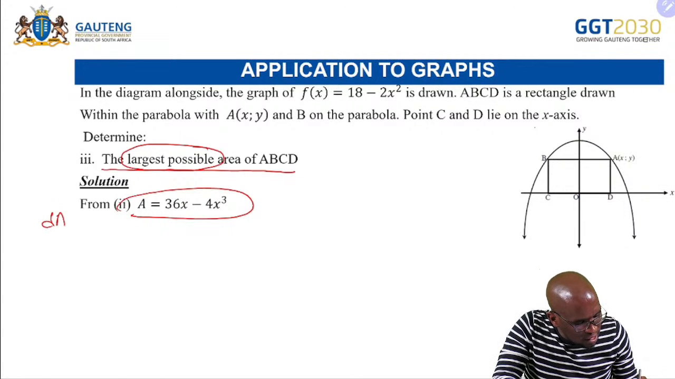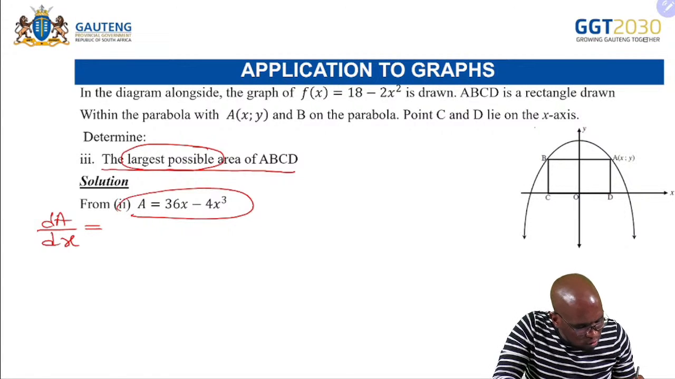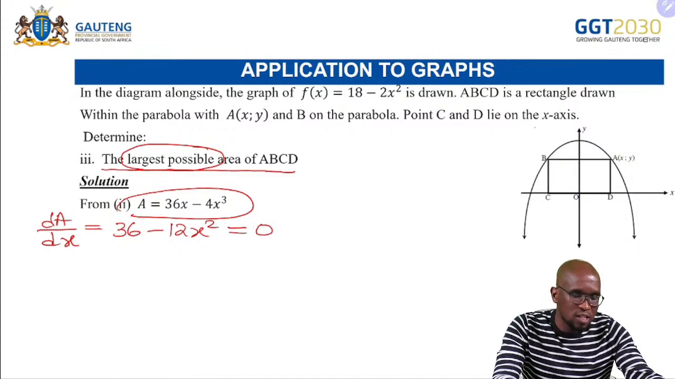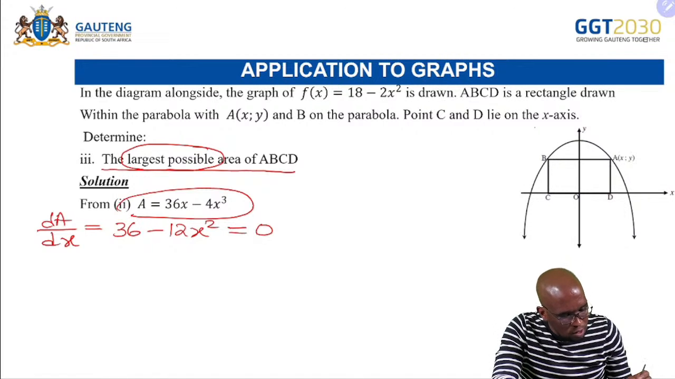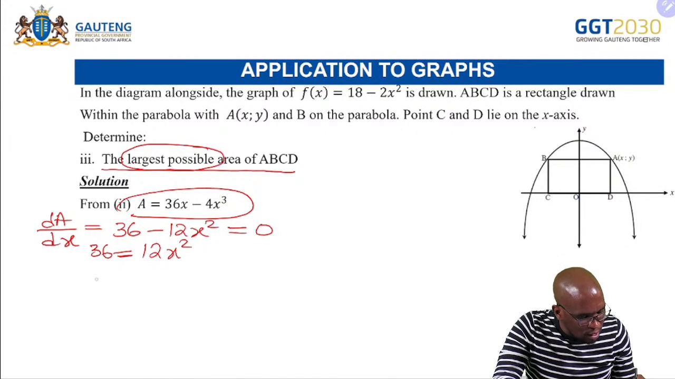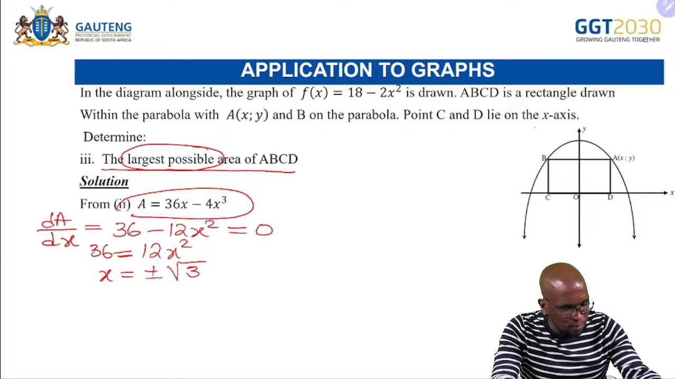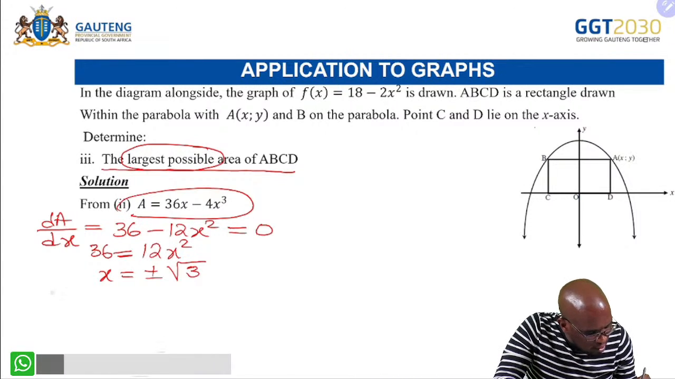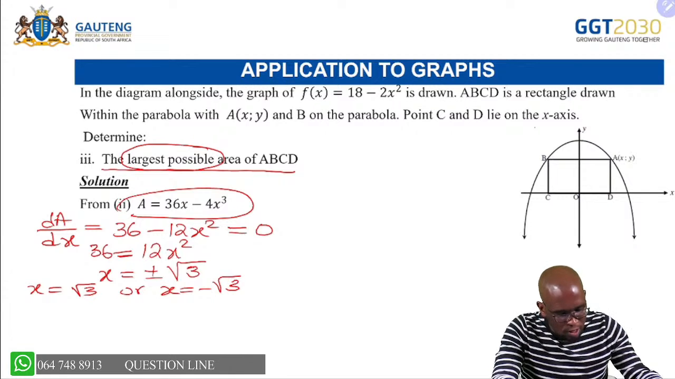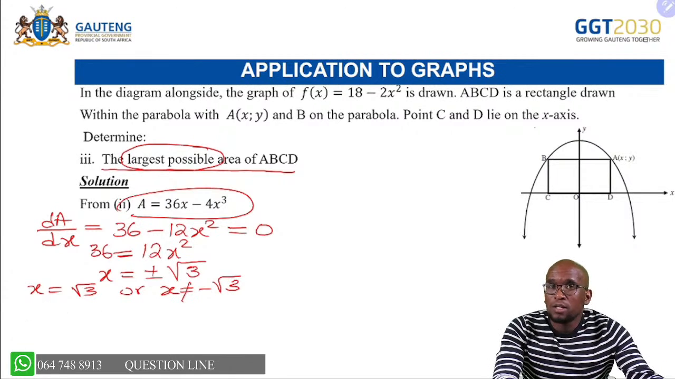So we'll have that this is dA over dx. We differentiate A with respect to x here, we'll get 36 minus 12x squared. Obviously, to get the largest area, we set the derivative equal to 0. So if we transpose, we get 36 equals 12x squared. If we divide both sides by 12, x would be plus or minus the square root of 3, which means x is root 3 or x is minus root 3. Obviously, we're only going to take the positive one in this case.